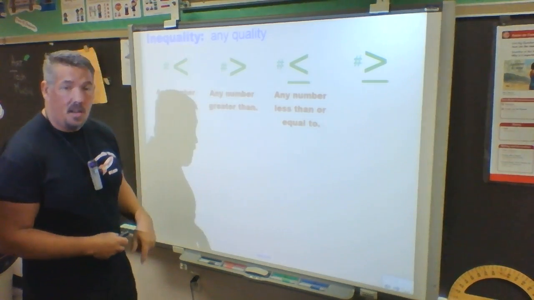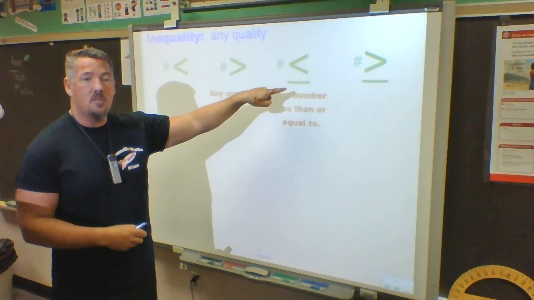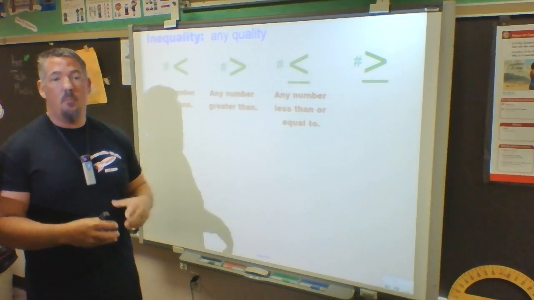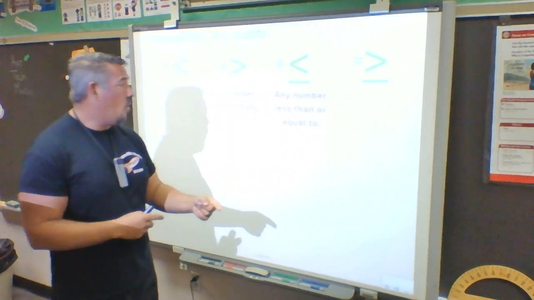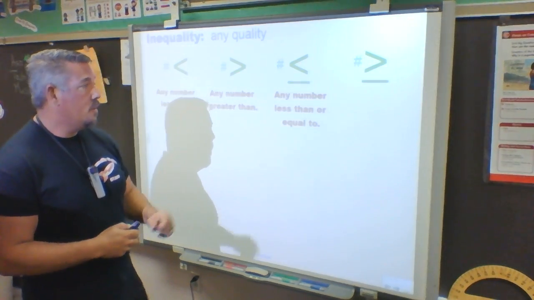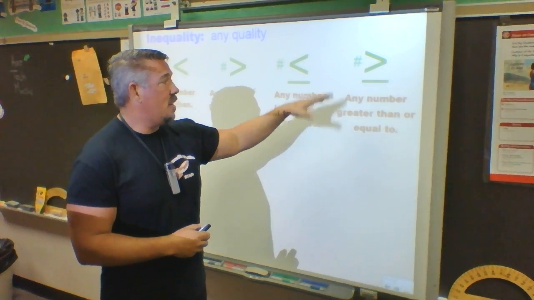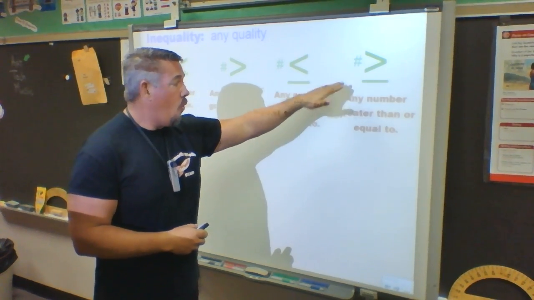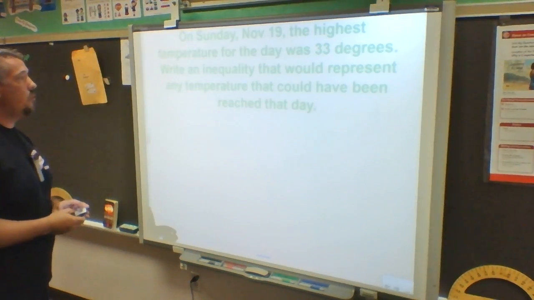So if we think about an equal line, it has 2 lines. This is just the bottom line of the equal sign underneath my comparison sign. So it means it could be equal to, or it's going to be less than. So then this one, because it has that second line of the equal sign, it says that it's any number that is greater than, or it could be equal to. So let's look at a couple situations.